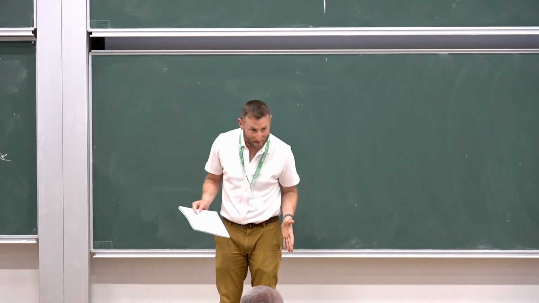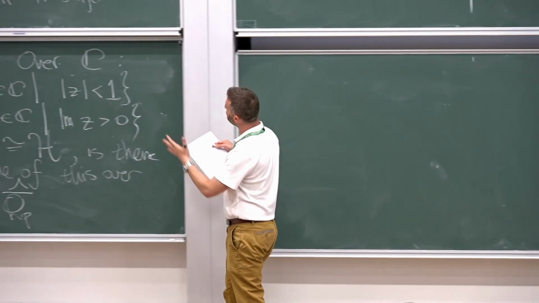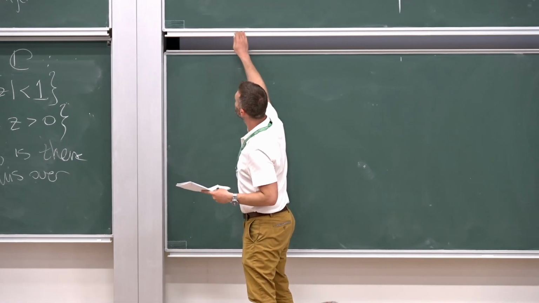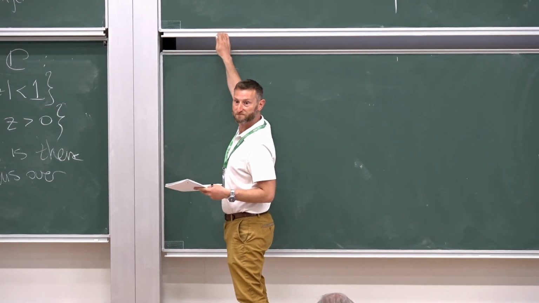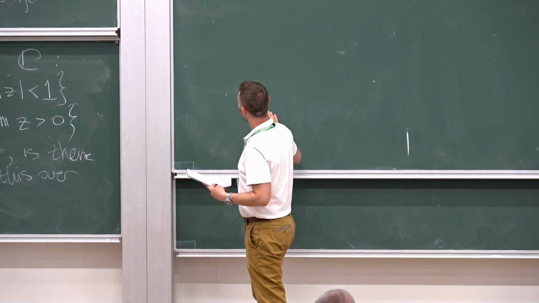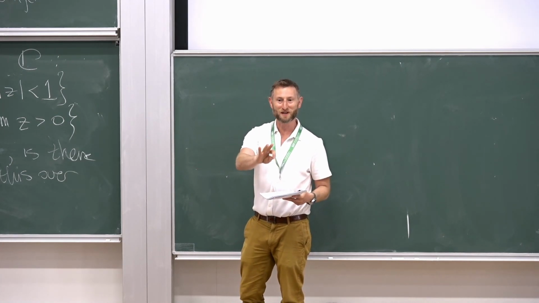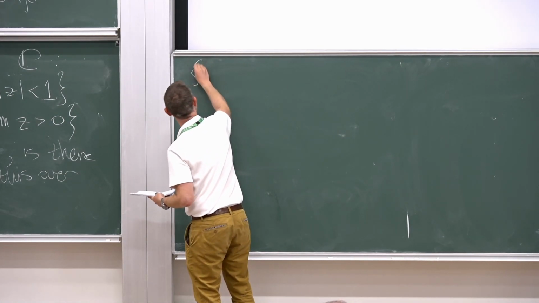And I claim that there is, and this is what I'm calling Faltings' two towers isomorphism, although I don't think Faltings really put it this way. Okay. And yes, there will be homotopy theory. You just have to wait slightly for it.